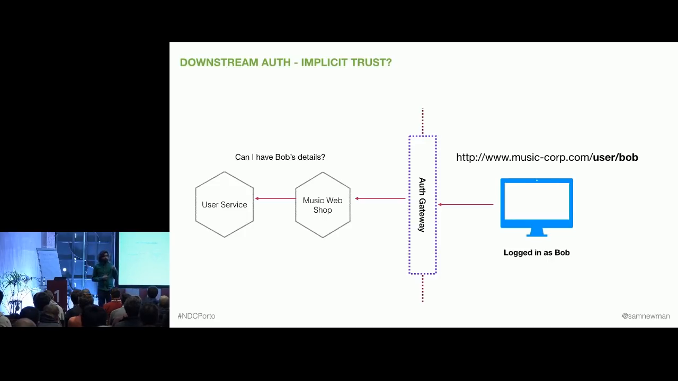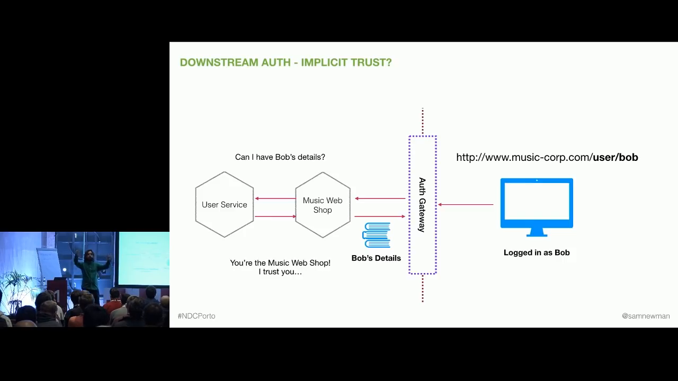And most people, at this point, embrace implicit trust. In other words, at this point, the user service is going to trust anything that comes from a known upstream service. So the music web shop says, can I have Bob's details? And the user service says, well, you're the music shop. I trust you. You wouldn't ask me to do anything I shouldn't do. So of course, here is Bob's information. The music web shop takes Bob's information, puts it in the web page, and serves that web page up publicly. And so far, nothing's actually gone wrong. So Bob gets Bob's information.